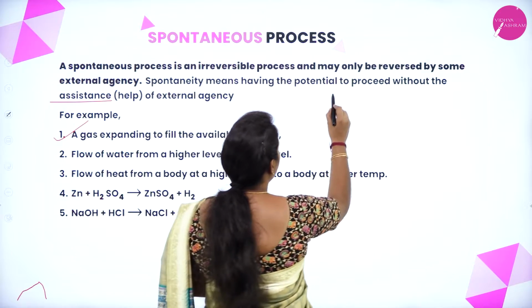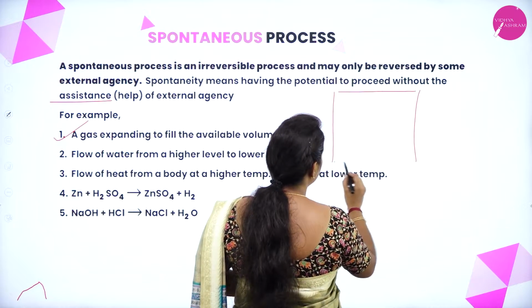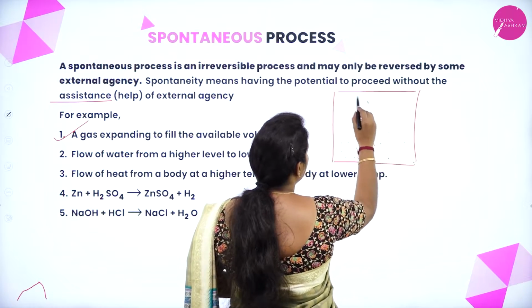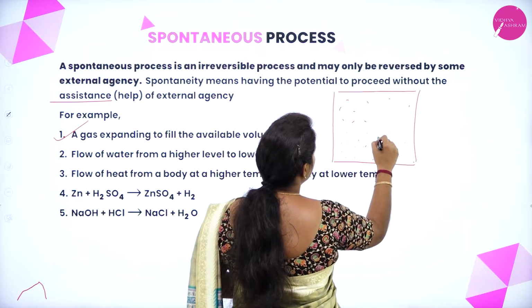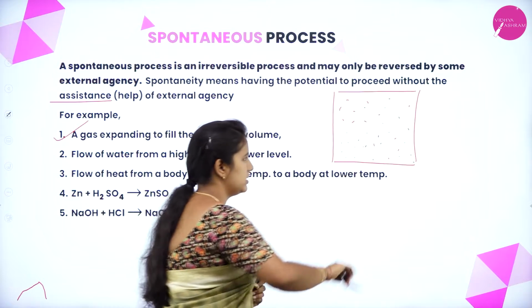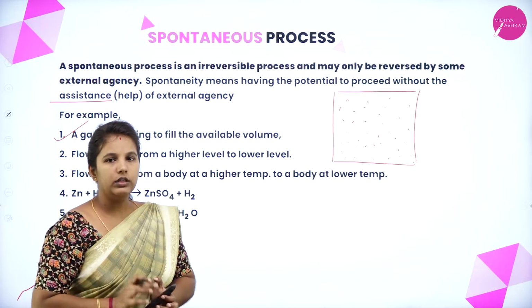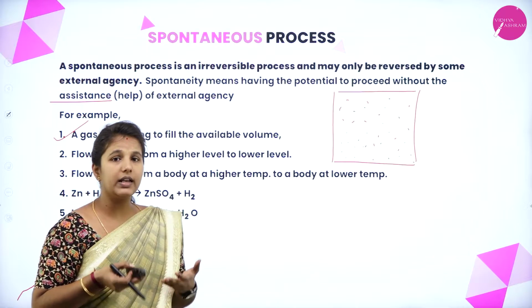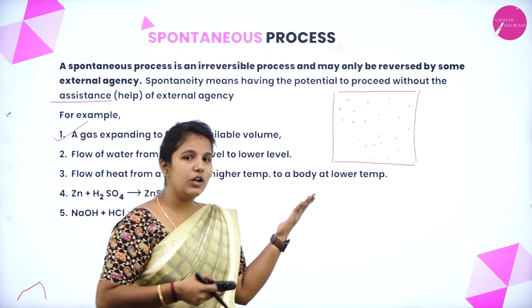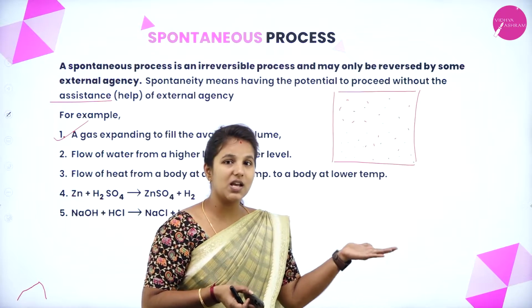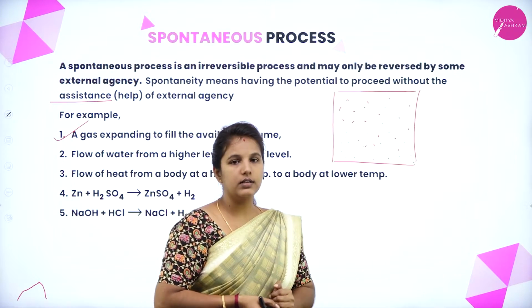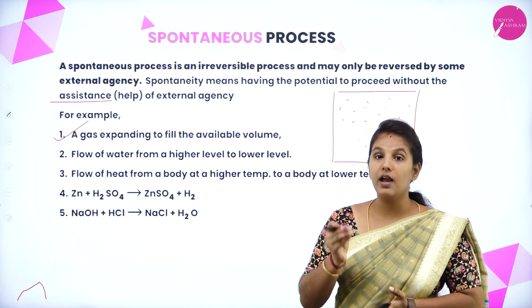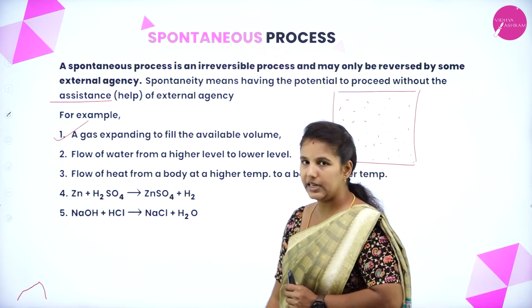For example, if I take a large container, I am going to fill it with gas molecules. Now you can see that to the fixed volume of the container, I am going to fill the gas. We know that gas molecules can easily occupy space. So, the gas molecules here are going to occupy the space inside the cylinder. For that, there is no external aid required. Such reactions are said to be spontaneous reactions or spontaneous processes.